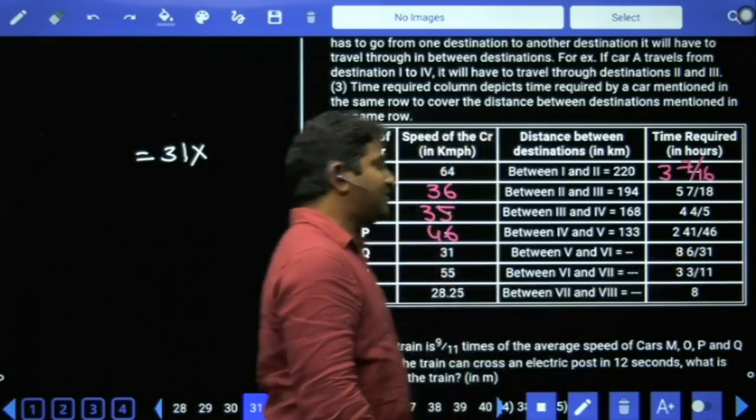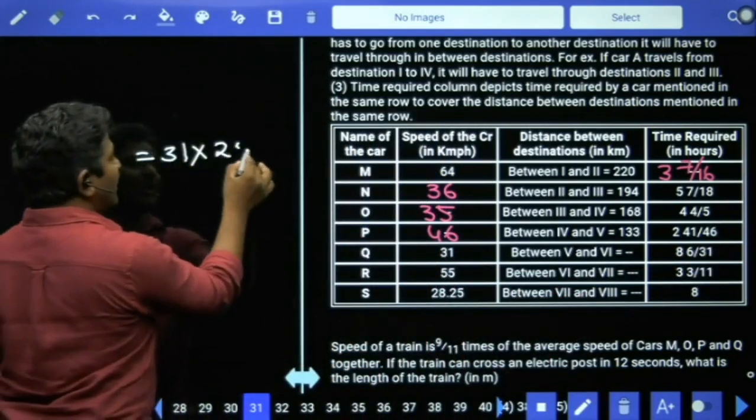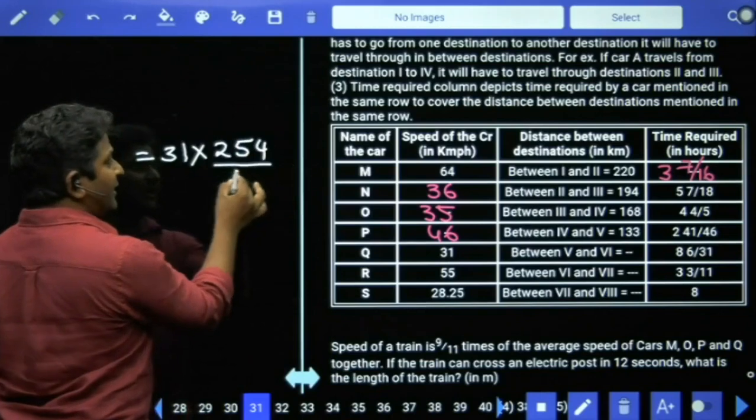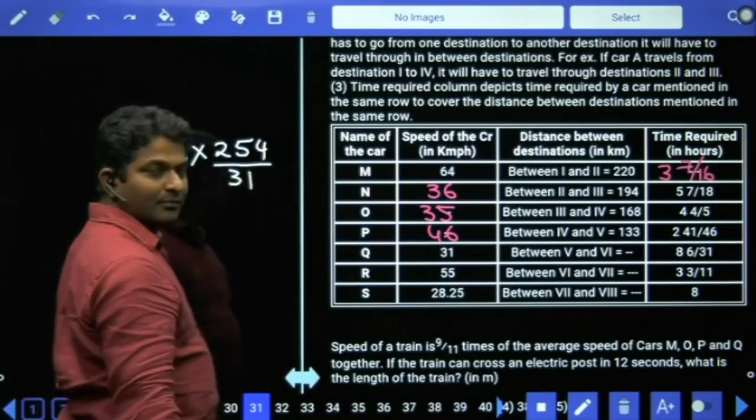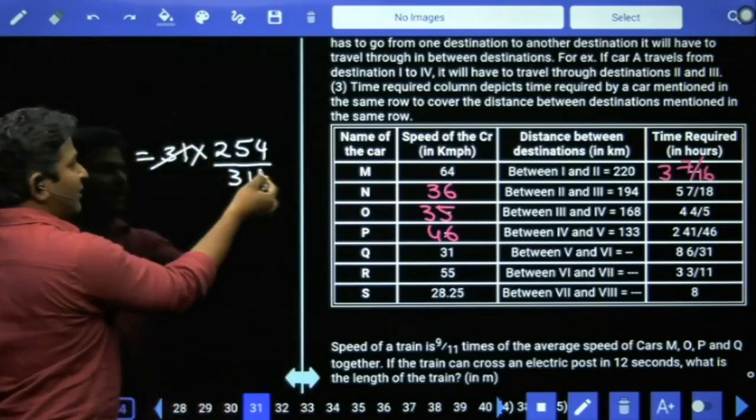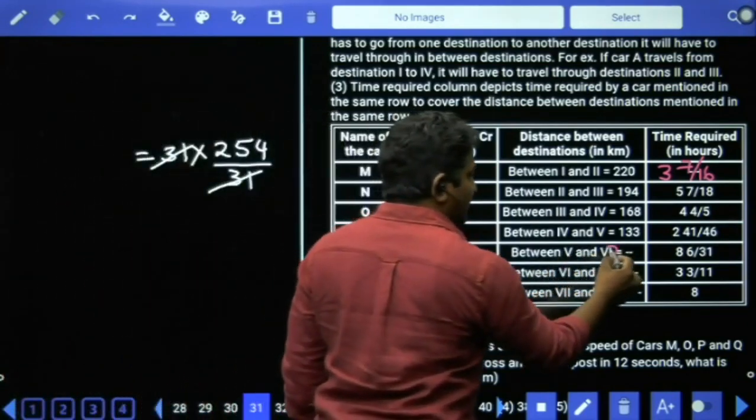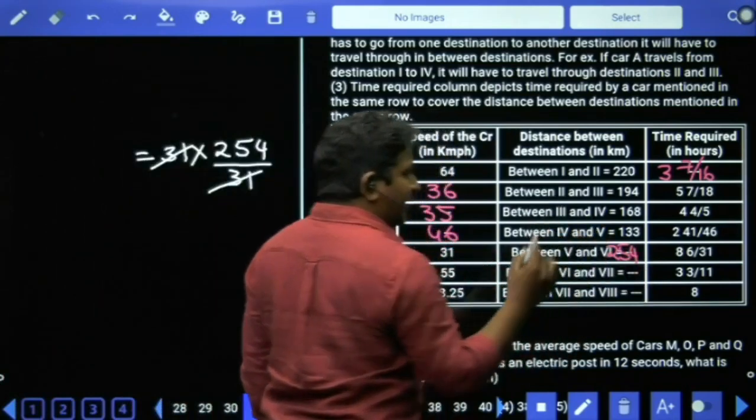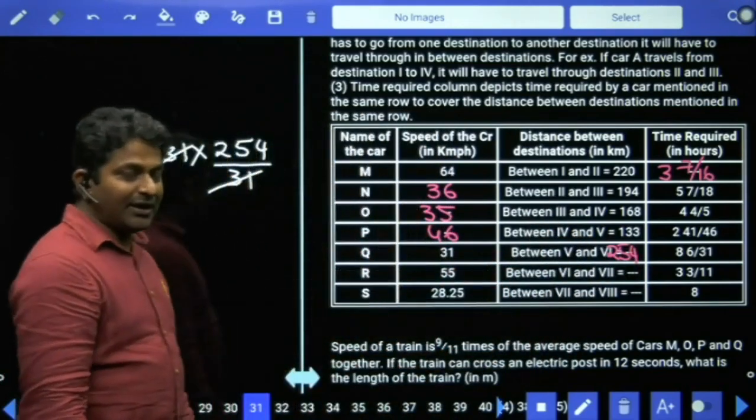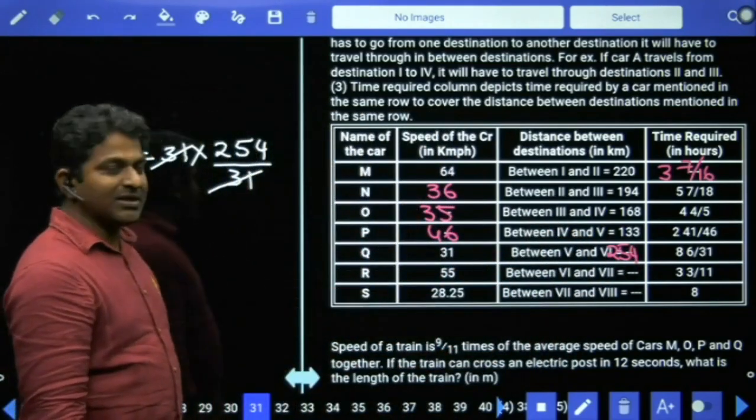248 plus 6, that is 254 divided by 31. 31 gets cancelled. 254 comes here. So the distance is 254. Similarly, we have to fill distances for R and then S also.